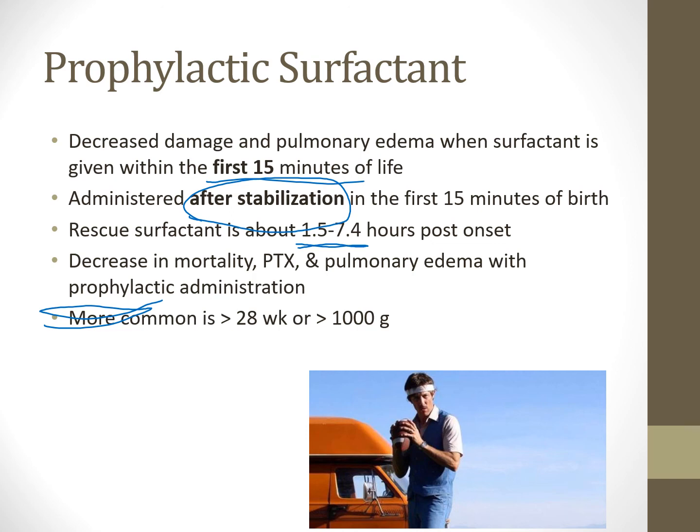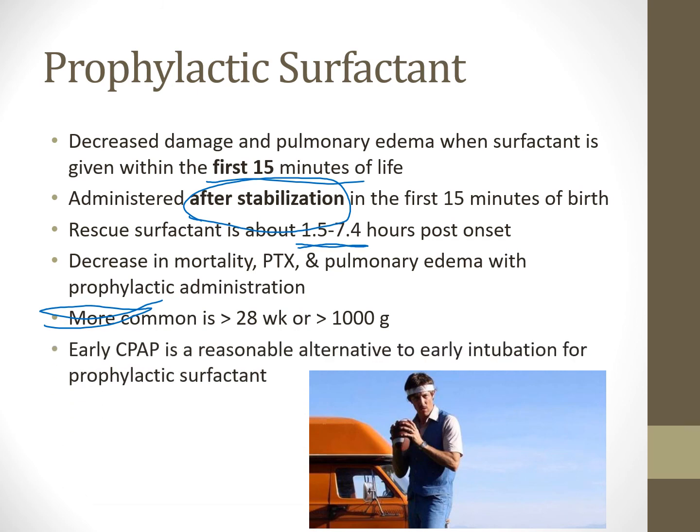And then you'll see surfactant is dosed per kilo, or per 1,000 grams, as well in a lot of situations. Like, I remember Survanta is 4 mLs per kilo for every dose, and CuraSurf is 2.5 mLs per kilo for the initial dose, and then 1.25 for all subsequent doses and all that stuff. But it's more common for your kids that are less than 28 weeks or less than 1,000 grams.